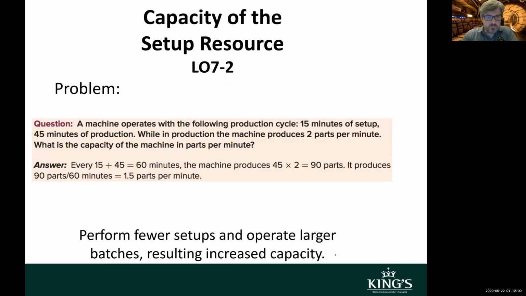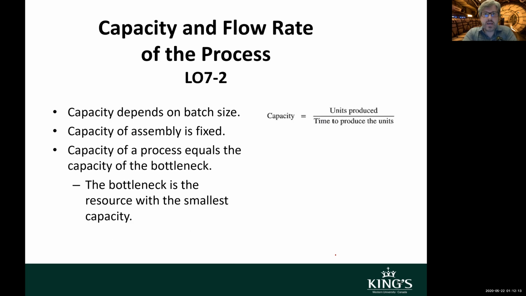Now, let's talk about capacity and flow rate of a process. Capacity depends on batch size. So every time we're talking about capacity, we're talking about the number of units produced divided by the time it takes to produce them, right? So for example, 300 units per hour. This is a capacity, right?